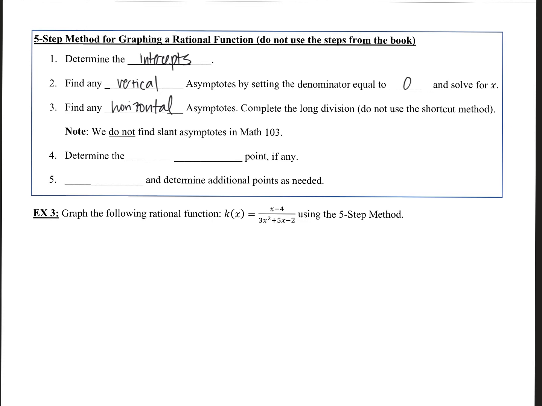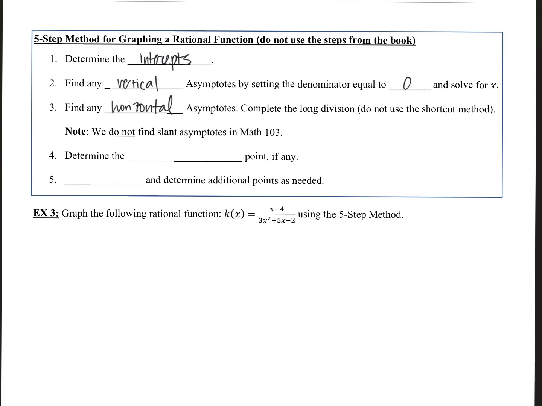And note, we do not do any slant asymptote problems. What is a slant asymptote? Well, that's just basically when you have an asymptote that is slanted. And we don't do those in 103. We just stick with the vertical and the horizontal asymptotes.